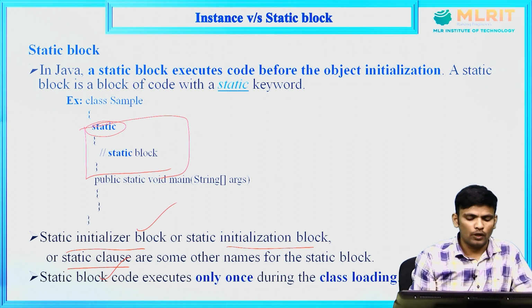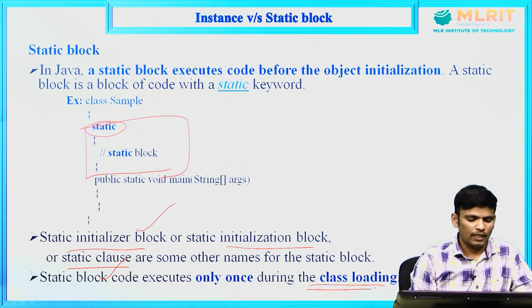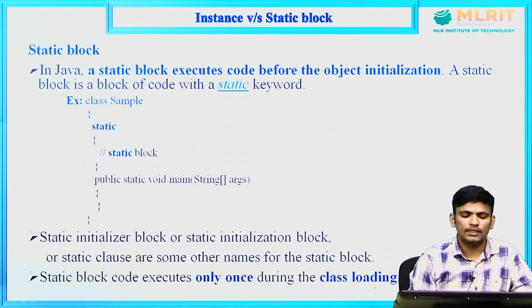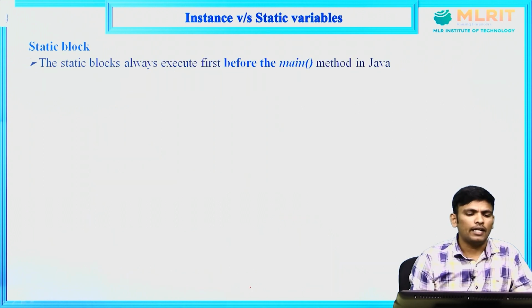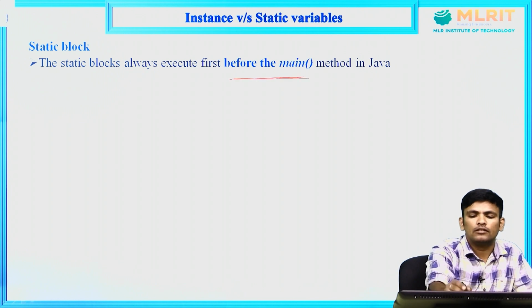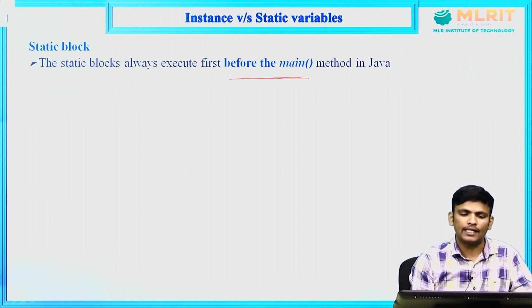Static block code executes only once, during class loading. As I mentioned, whenever your .class file is loading into the physical memory, all your static data gets initialized, and only once. So static blocks always execute before the main method. The main method is the starting point of the Java program, and it also has the static keyword, but the static block gets higher priority. Before the main method itself executes, the static block will be executed first.